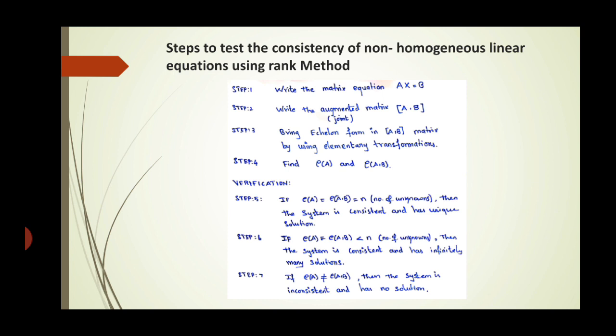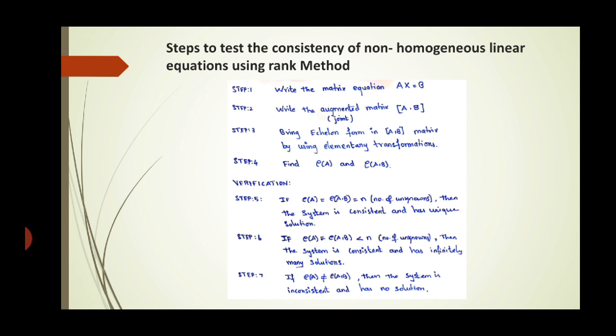Suppose rank of A, and rank of A comma B, and n, all the 3 are equal, then you can say the system is consistent and has unique solution. Okay, now step number 6. Here, if rank of A is equal to rank of A comma B, they are equal, but they are not equal to the n value, so it is less than n, the number of unknowns, then the system is consistent and has infinitely many solutions.